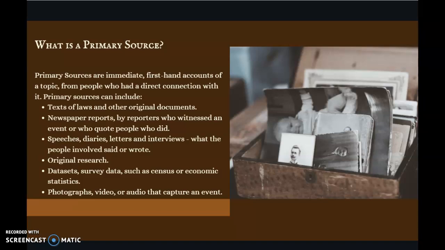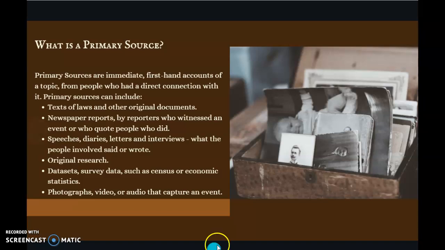So when your parents do the census, that is considered a primary source which you can pull up and look at and use the data for. Other things that are obvious, I think, as primary sources are things like photographs, videos, and audio that capture an event. So the photographs of like Lincoln giving the Gettysburg Address. Videos and audios that capture events specifically are considered primary sources.